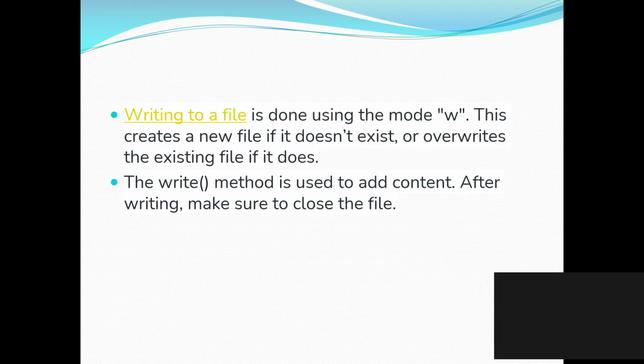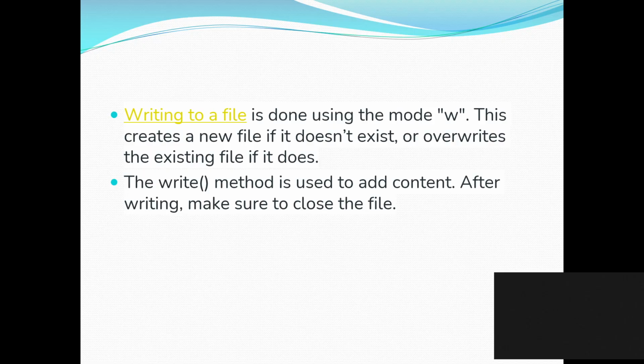Okay. So as we have understood how to read a file, it's very necessary for us to know how to write a file also, as sometimes we need to store our outputs in some files. So for storing some outputs, we need to know how to write a file. It's done using the W mode. This creates a new file if it does not exist, or overwrites the existing file if it does.